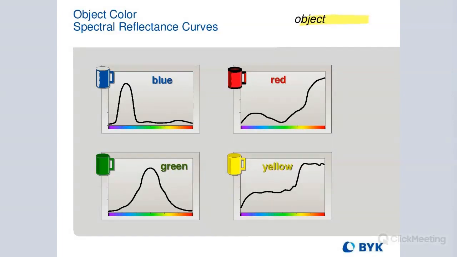So one thing you have to think about when you're matching color is, do you need to look at the spectral curves? Spectral curves are really a big deal, and in my opinion, you can really match a color or not match a color based off the spectral curve. So it's really, really important.